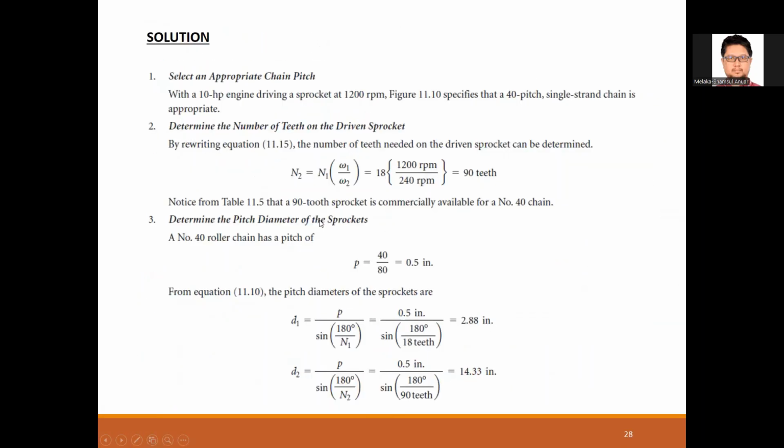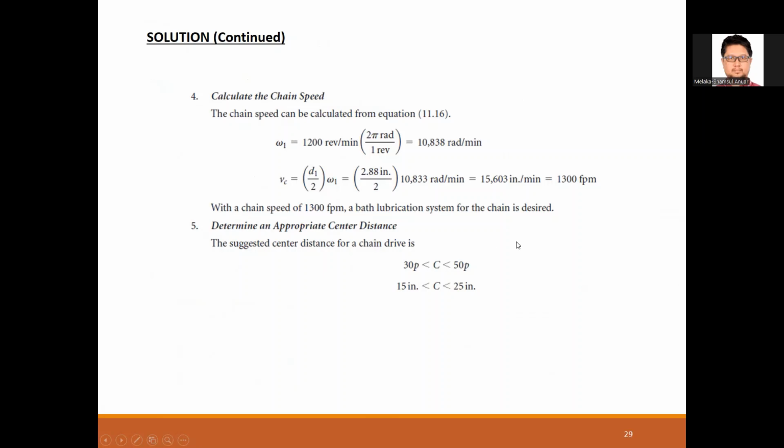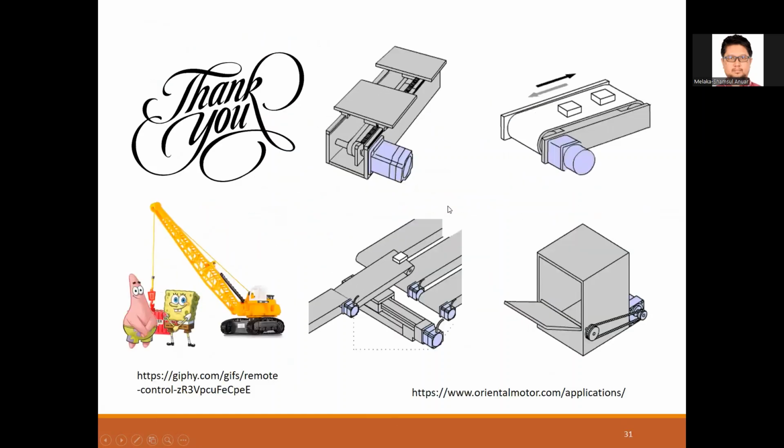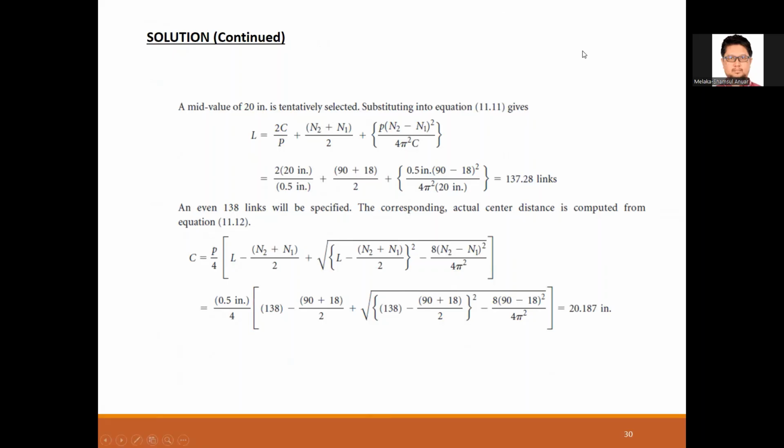Okay, and then there's another example here. I guess you try to go through that example, and I think you should be good.